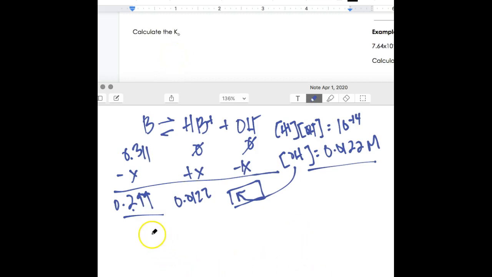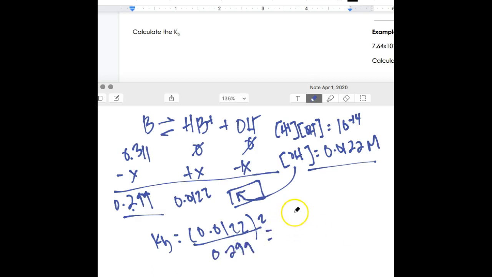Kb is a simple calculation. It's products over reactants, so 0.0122 squared, right? Because there's two of them, one there and one there, over 0.29. And that's going to give us 4.98 times 10 to the negative.